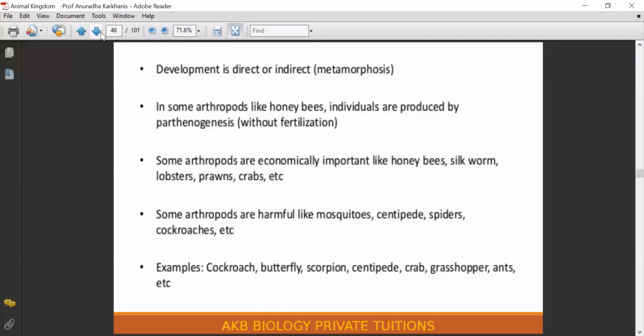Some arthropods are economically important, like the honeybees, silkworms, lobsters, prawns, crabs, etc. Some people eat lobster, prawns. Honey is very valuable in Ayurveda, and even silkworms are very important. You might have heard of the silk clothes, silk saris, and all are very costly. Some arthropods are harmful, like mosquitoes, centipedes, spiders, cockroach.